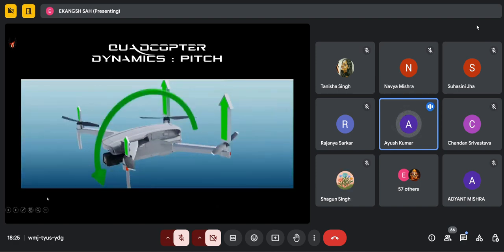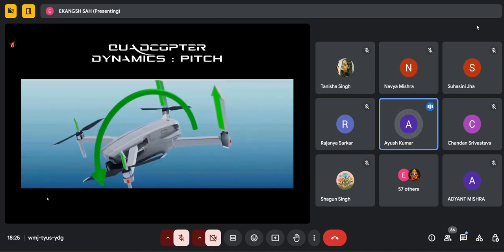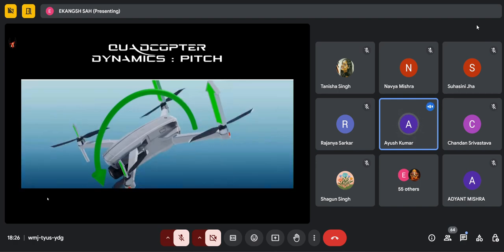Now this video illustrates the pitch motion of the quadcopter. So the rear motors rotate at a higher speed and the front rotors rotate at lower speed. So the rear portion generates more thrust as compared to the front portion. So it lifts the quadcopter at the rear or tilts it in the forward direction. This is known as the pitch motion of the quadcopter. Next slide.